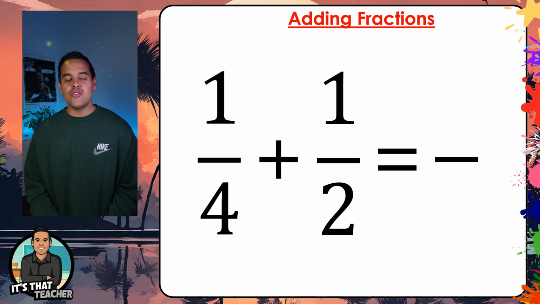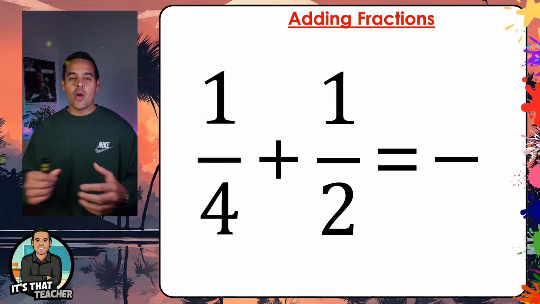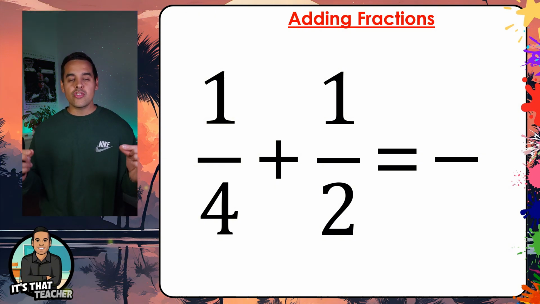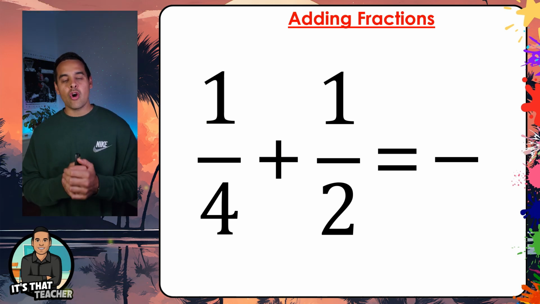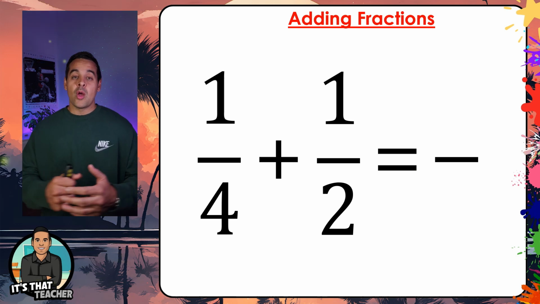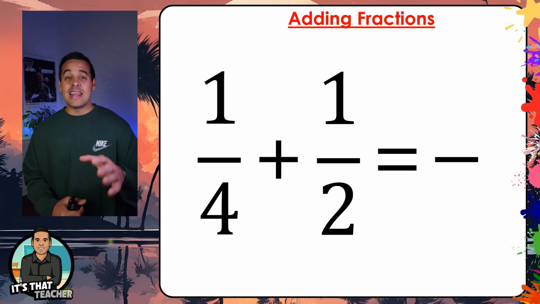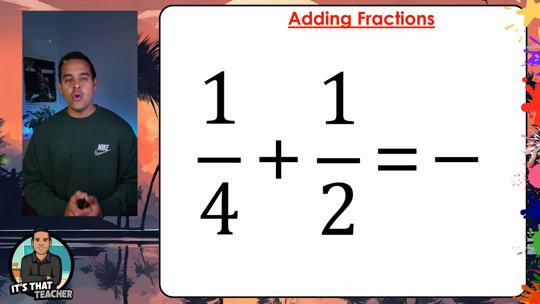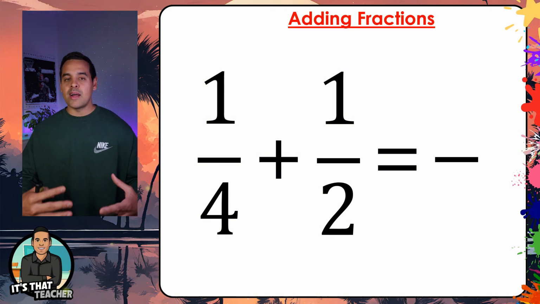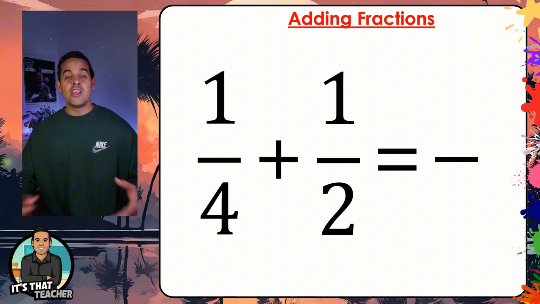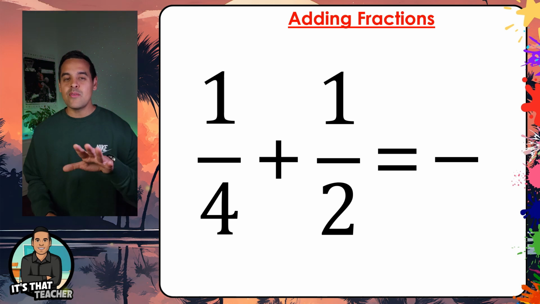Now, what we need to do is ensure that our denominators are the same. We need to find the lowest common multiple of the denominator. So the lowest common multiple, which means we need to find a way to make both our denominators exactly the same. So as you can see, let's start with the 2. Now the 2 can be multiplied so that it equals 4. So we do not have to change anything with the 4.